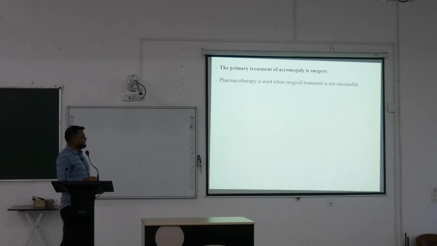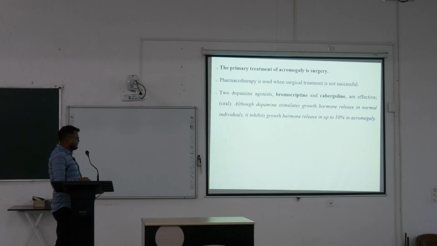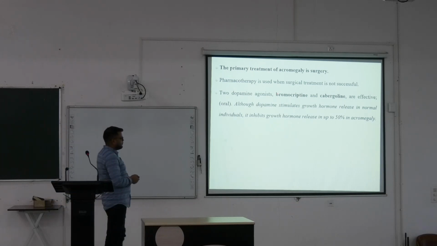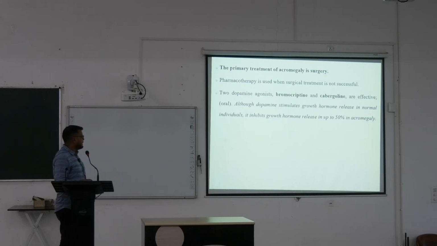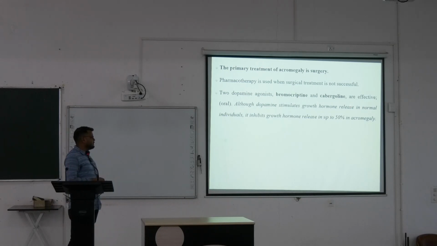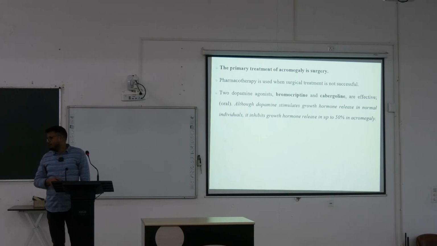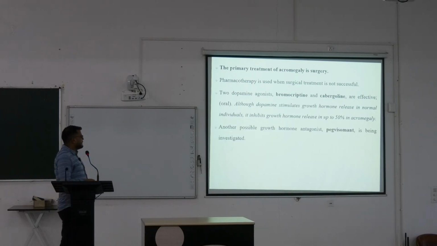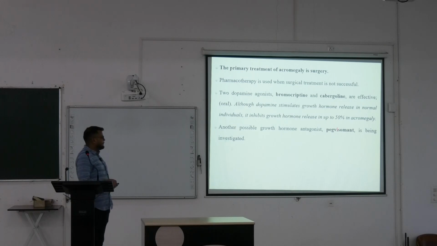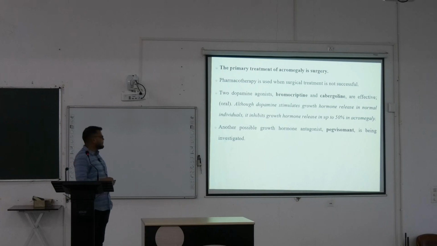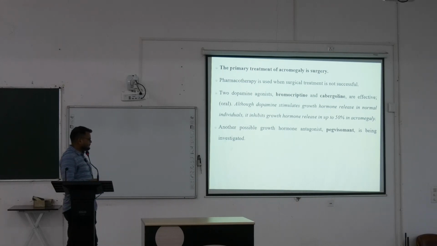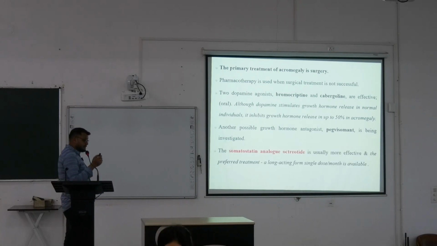Pharmacotherapy is used when surgical treatment is not successful. Two dopamine agonists, bromocriptine and cabergoline, are effective. Although dopamine stimulates growth hormone release in normal individuals, it inhibits growth hormone release in up to 50% of acromegalics. Another possible growth hormone antagonist, pegvisomant, is being investigated. এটা ইনভেস্টিগেশনে চলছে, but currently not in use. This is very important.